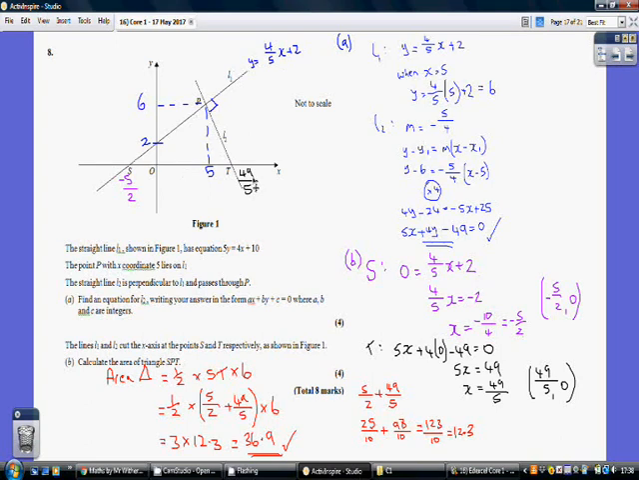So the length from S to T is going to be 5 over 2 plus 49 over 5. And I've just done that down here. When we're adding fractions, we've got to have a common denominator. So that gives me 123 over 10, which is 12.3. So I know my base length is 12.3. The perpendicular height is 6. So the area of the triangle is half times 12.3 times 6, which is 3 times 12.3, which is 36.9.